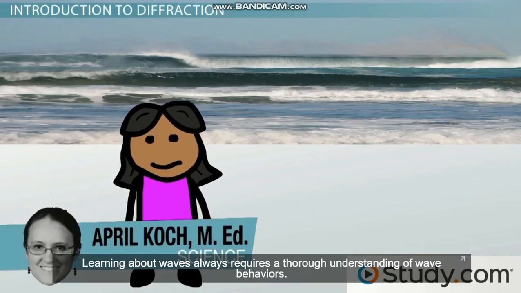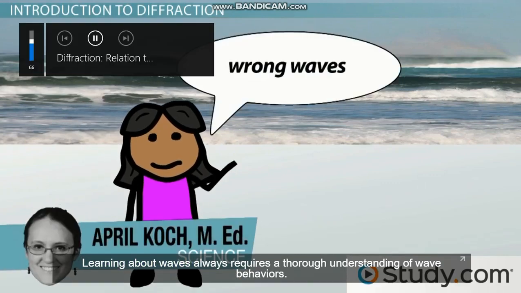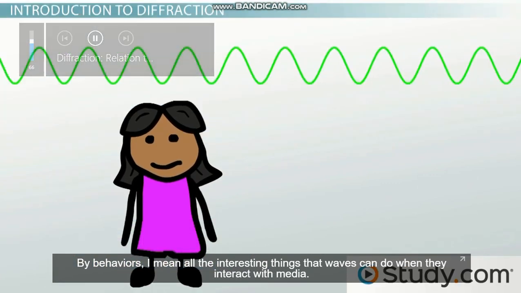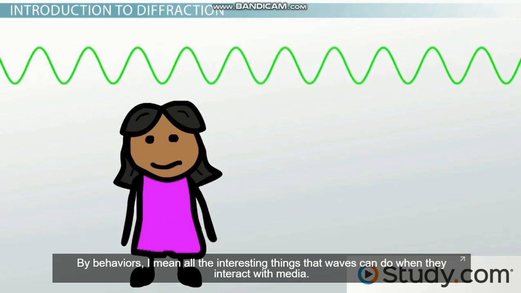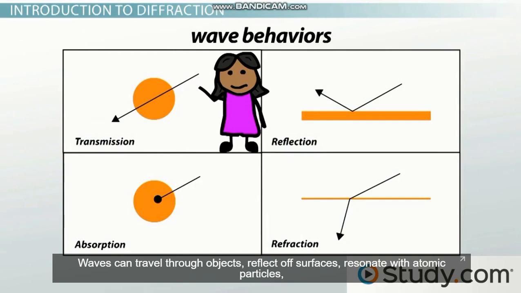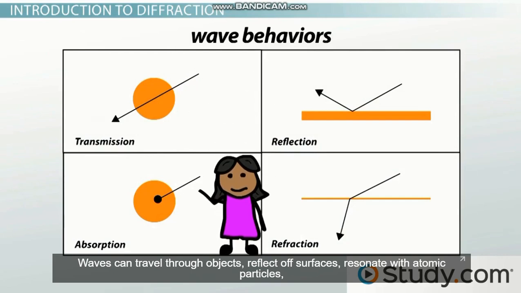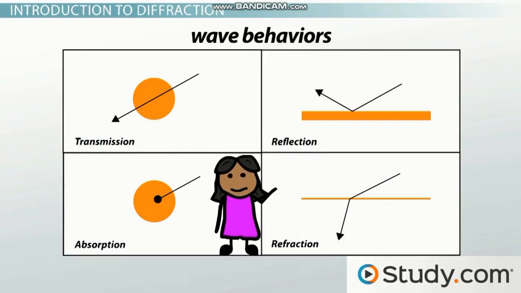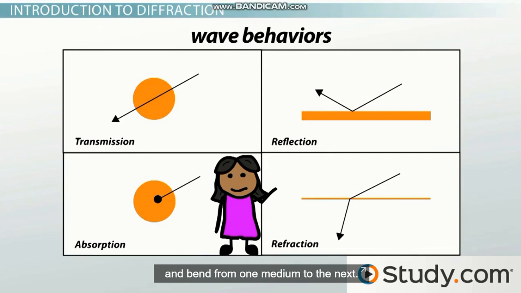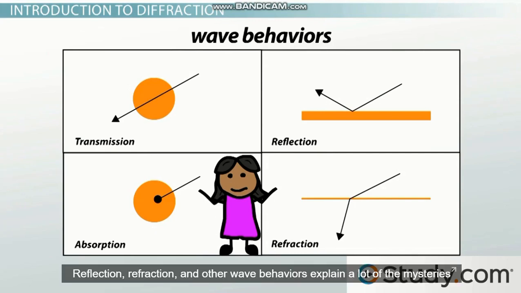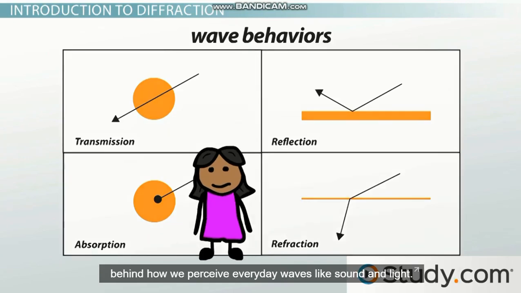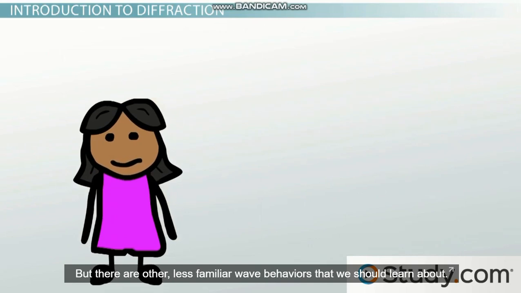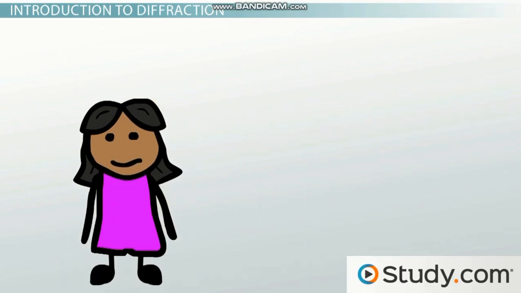Learning about waves always requires a thorough understanding of wave behaviors. By behaviors, I mean all the interesting things that waves can do when they interact with media. Waves can travel through objects, reflect off of surfaces, resonate with atomic particles, and bend from one medium to the next. Reflection, refraction, and other wave behaviors explain a lot of the mysteries behind how we perceive everyday waves like sound and light. But there are other less familiar wave behaviors that we should learn about.